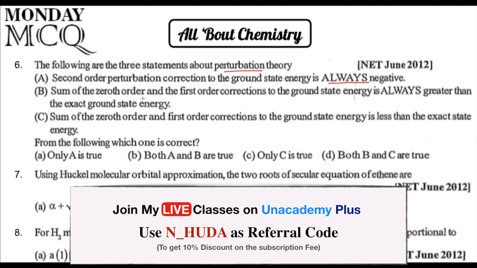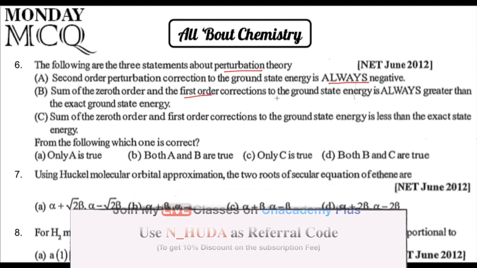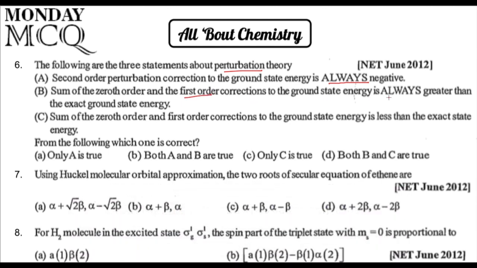The second says that the sum of the zeroth order and the first order correction to the ground state energy is always greater than that of the exact ground state energy. Alright, so that is the second thing. The third one says that the sum of the zeroth order and the first order energy correction to the ground state energy level is less than the exact energy. So we have to tell which statement is correct.